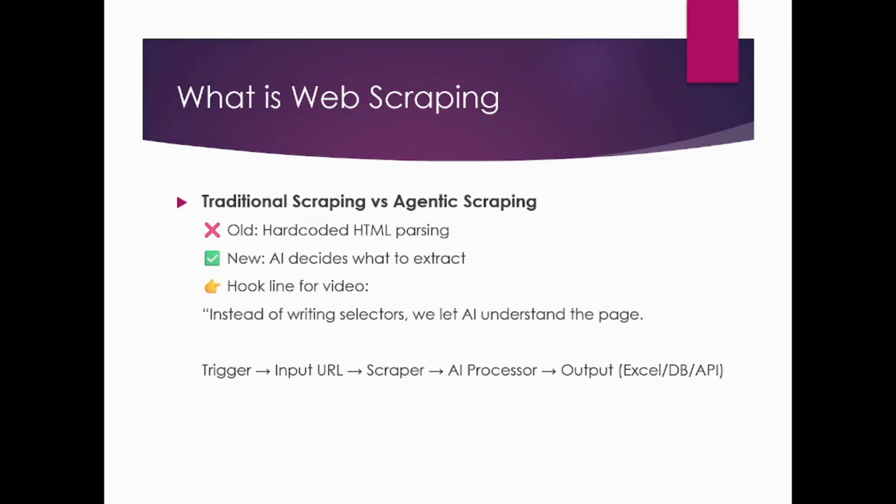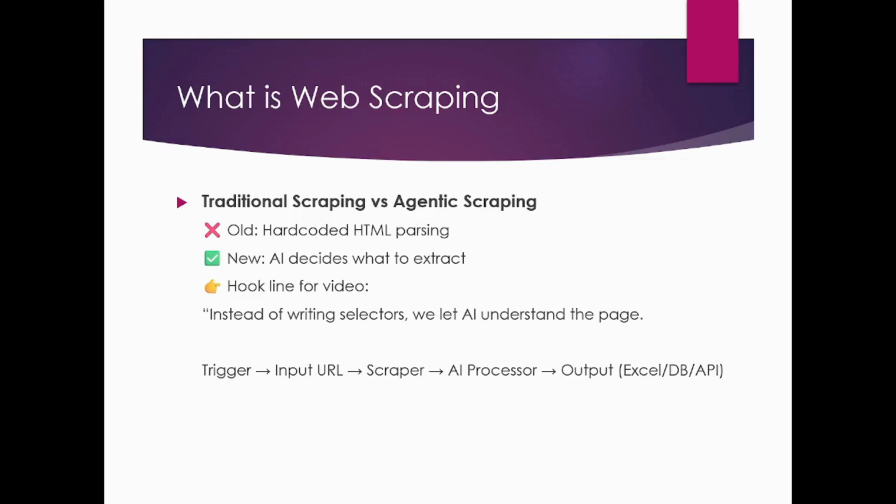I think many of us know what web scraping is. We have an HTML page, right? So what you generally do is read the entire page. Earlier, we were doing hard-coded HTML parsing, right? But in agentic AI, we can use AI to decide what to extract. So instead of writing selectors, we let AI understand the page.